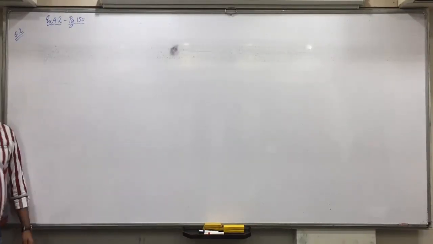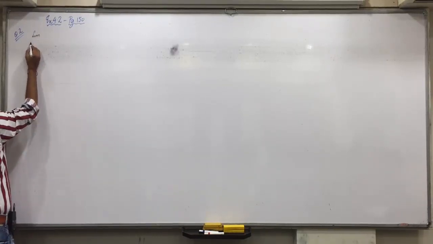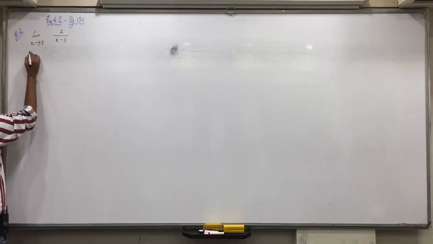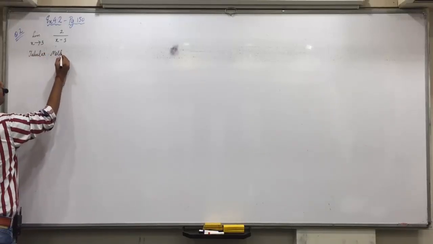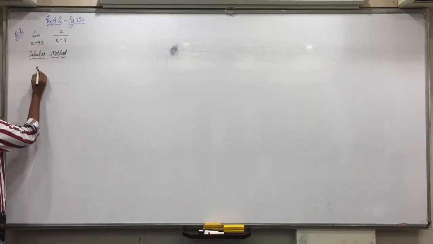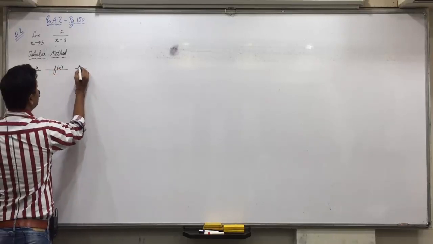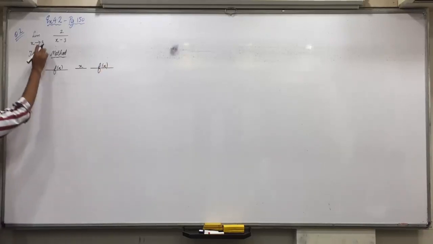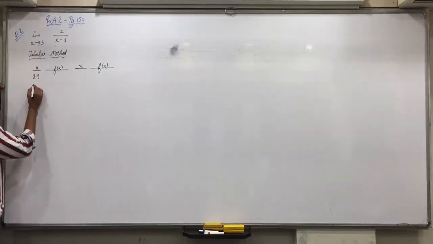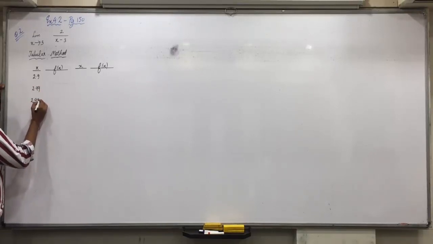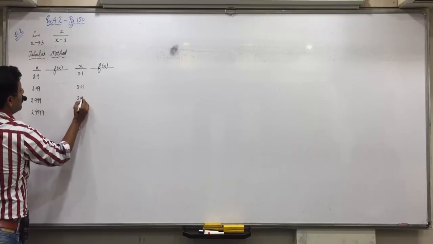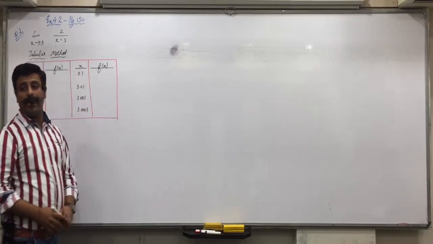So, read out. Limit x tends to 3, 2 upon x minus 3. Tabular method. Stop talking in between. 4 values we have to take. So x, f(x), x and f(x). Because it's 3, 2.9, 2.99, 2.999, 3.1, 3.01, 3.001.